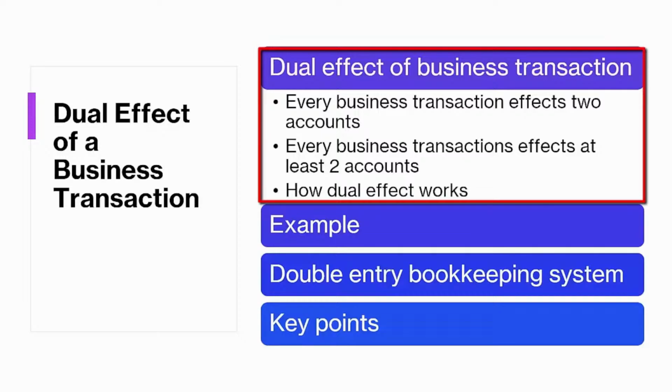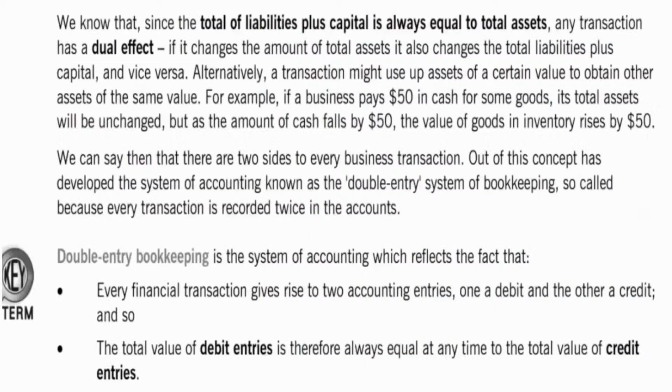The dual effect ensures that every financial activity is accurately reflected in the books. Let's take an example to illustrate this. Example: a business pays $50 in cash for goods. When the business buys goods for $50 and pays in cash, what happens to the cash? The cash, an asset, decreases by $50. What happens to the inventory? The value of goods in inventory, also an asset, increases by $50.